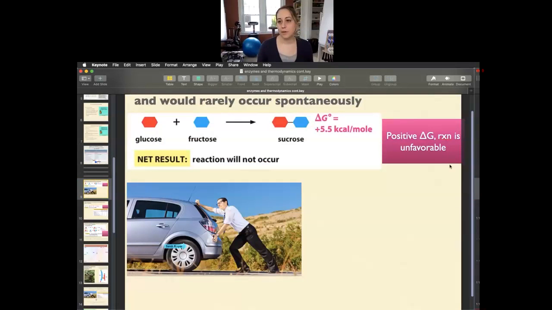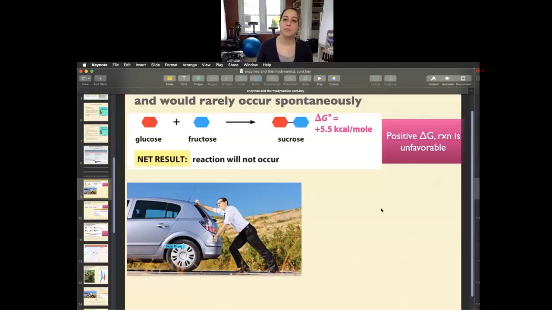Now we're going to start talking about a little bit more advanced stuff. We're going to talk about how our complex reactions that we need to be performed are performed even though they might not be favorable reactions. So how does that occur?